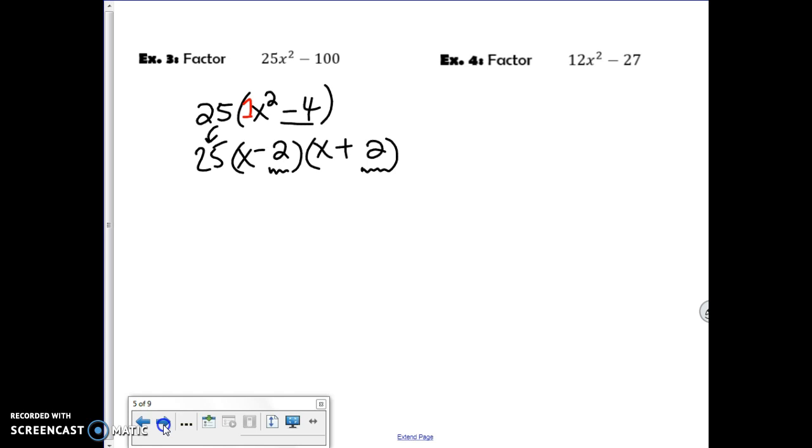And we are fully factored. Take a second and pause it if you need to write that down. Otherwise, let's move on to example 4. So again, remember the trick. Always look for the greatest common factor first.